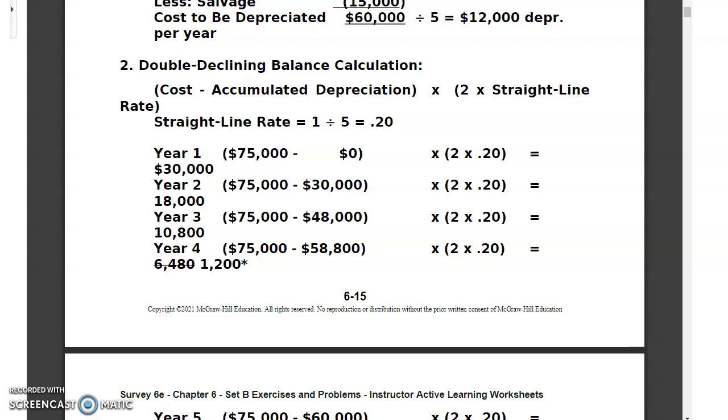Here, we take more depreciation in the early years and less depreciation in the later years. Some companies like to do this because they think their assets lose value faster in those early years. Okay, so that's the difference between straight line and double declining balance.